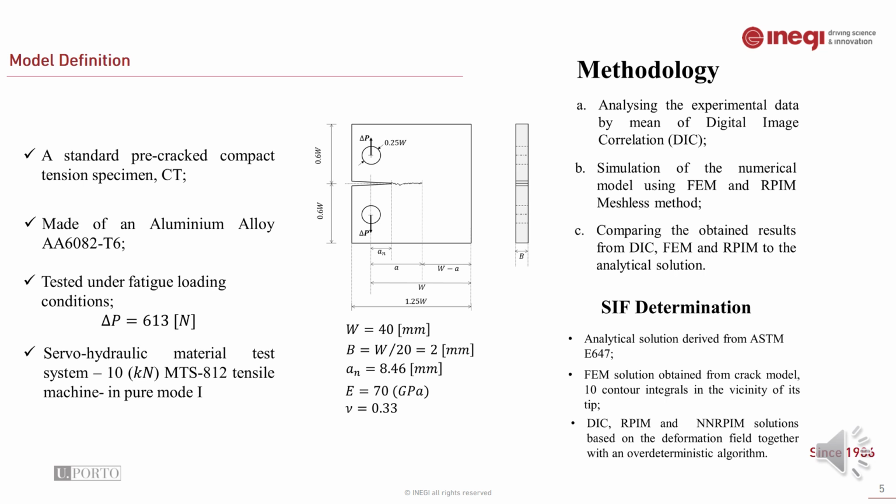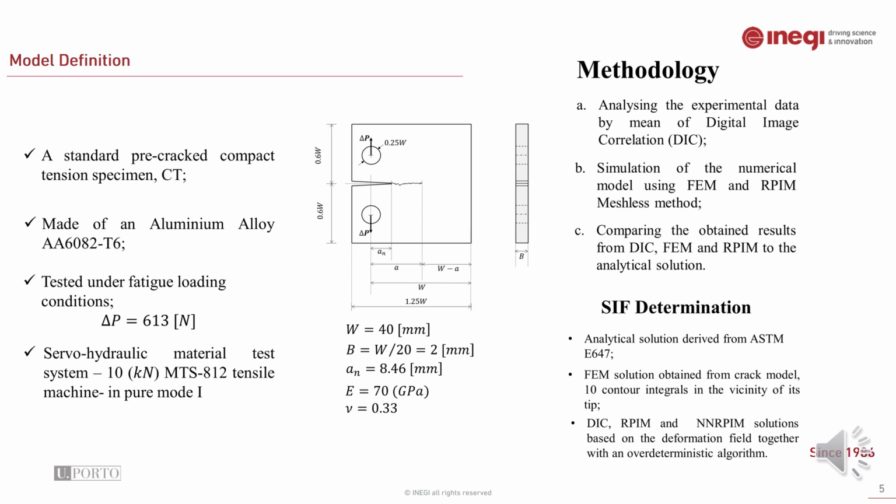So, the model definition for the first example. A standard pre-cracked compact tension specimen with the geometrical dimensions of width equal to 40 and thickness equal to 2 has been considered. It's an aluminum alloy AA6082, tested under fatigue loading condition of 613 Newton by the MTS servo-hydraulic tensile machine in pure mode 1.